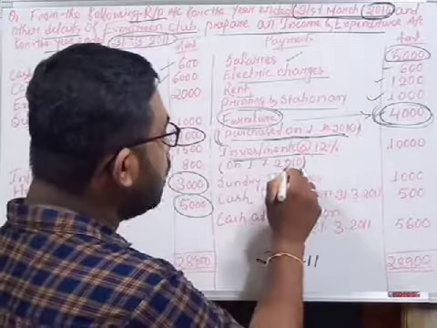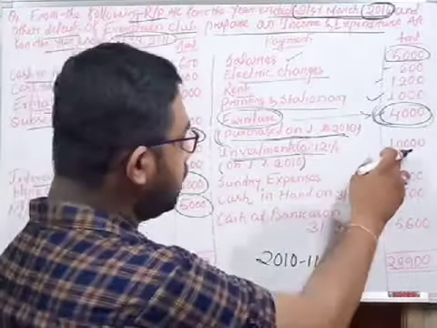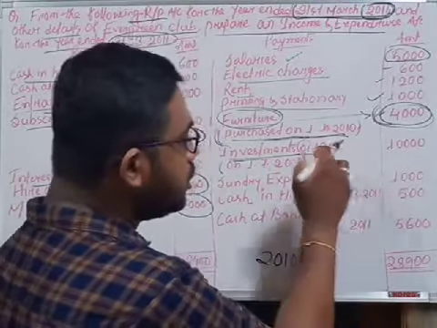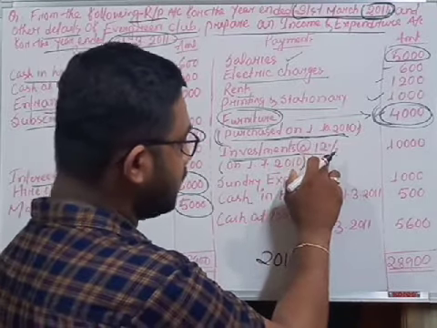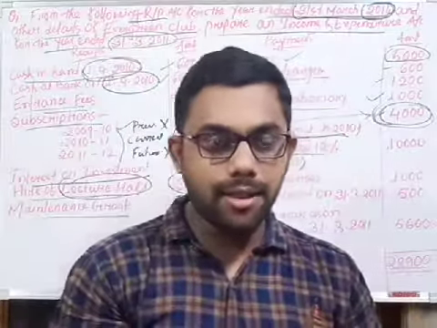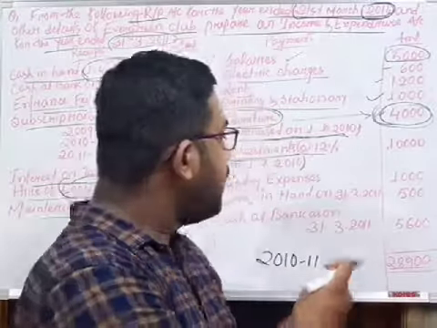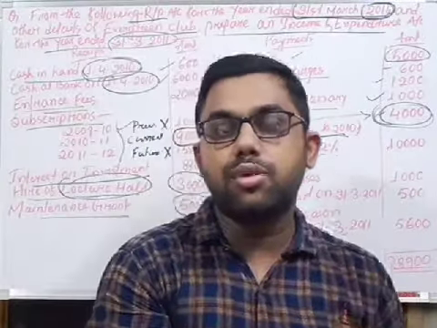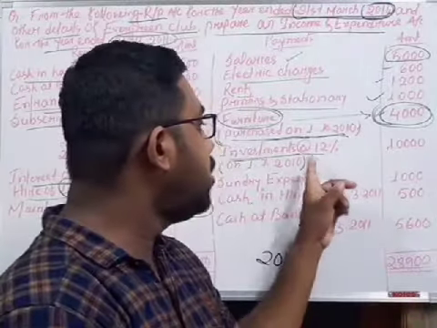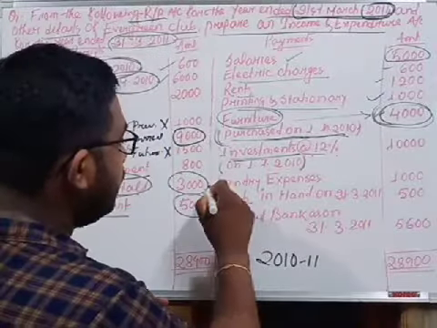Investment on 1/7/2010, that means the club has invested rupees 10,000 on 1/7/2010 and the interest received from that investment is at the rate of 12%. On 1st July they invested, so the interest will be received from 1st July 2010 to 31st March 2011. So we have to find out the amount of interest received by the non-trading organization from this rupees 10,000. Okay, next one is the sundry expenses.